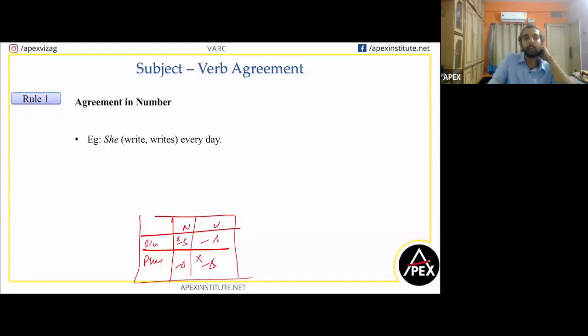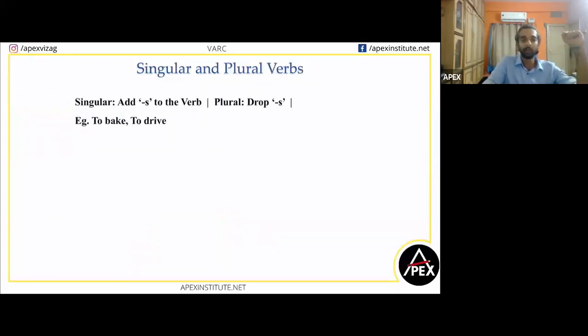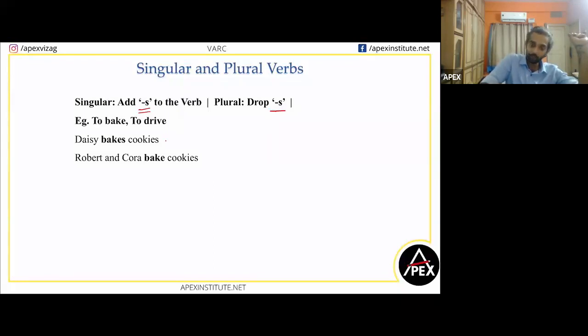Now, can you guys tell me what will be the answer for this? Obviously, it will be rights. Correct. Good. So look at the few rules I told you, now that I'll be showing you the rules. If it's a normal verb, we'll just add S to the verb to make it singular. And for plural, we'll remove that S. So if I have bake, bakes becomes singular and bake becomes the plural.